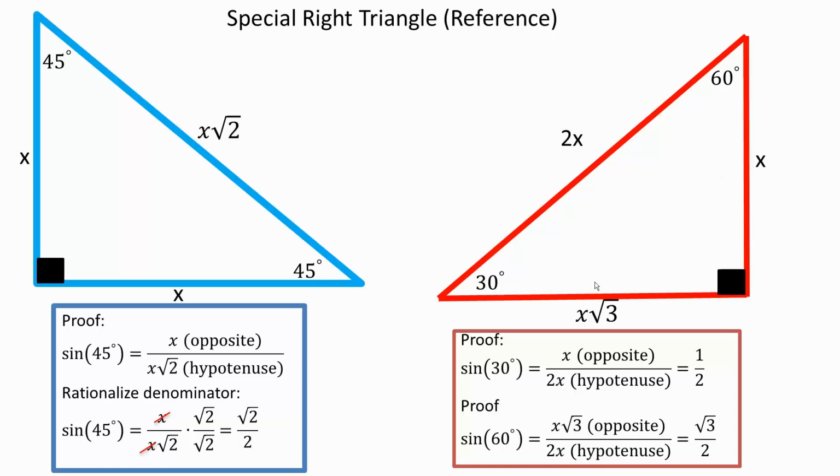The corresponding side for 60 degrees is x square root of 3, and the corresponding side of 90 degrees is 2x. If you have sine 30, it's opposite over hypotenuse. So opposite is x, hypotenuse is 2x, and sine 30 is 1/2. Likewise, sine 60 is opposite x square root of 3 divided by hypotenuse 2x. The x's cancel, and we get the square root of 3 divided by 2.